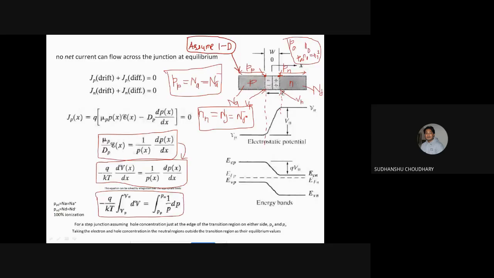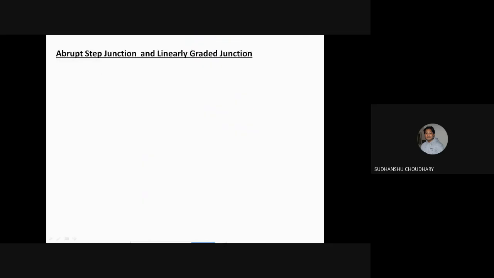In fact, before that, let us also discuss the abrupt step junction and the linearly graded junction. This is important because in this discussion we are considering that our device is an abrupt step junction. So for an abrupt step junction, how it is created, let us first understand. Let us say I have silicon over here, and I want to dope this silicon with p-type impurities so that I can make it a p-type semiconductor.